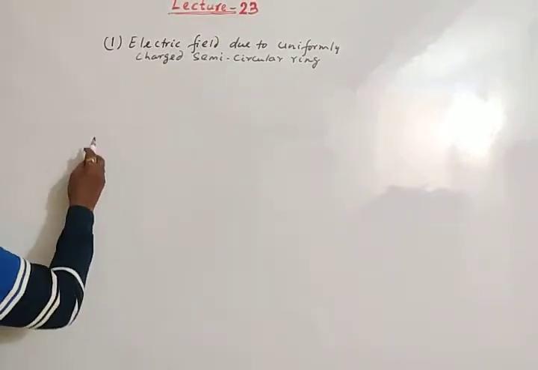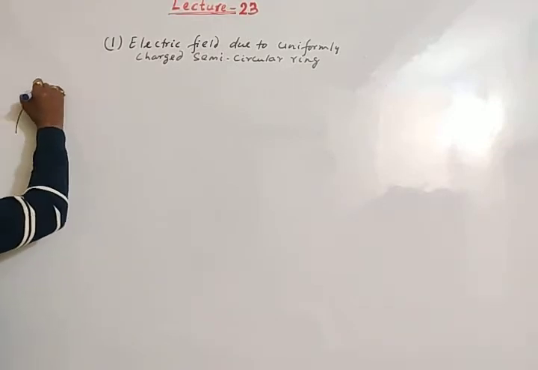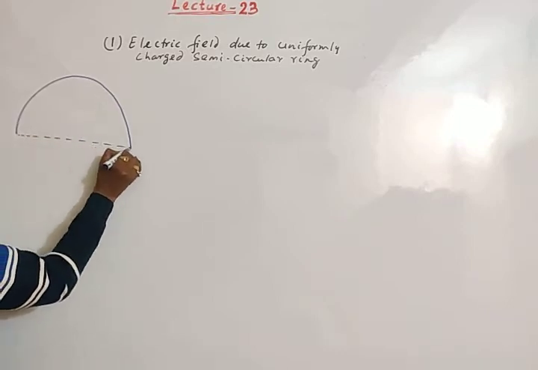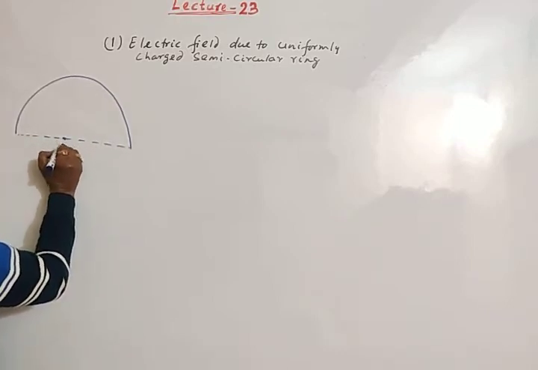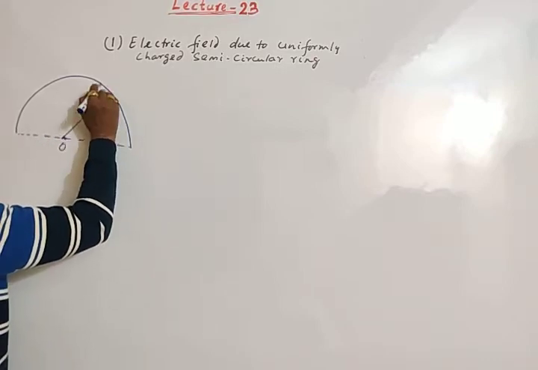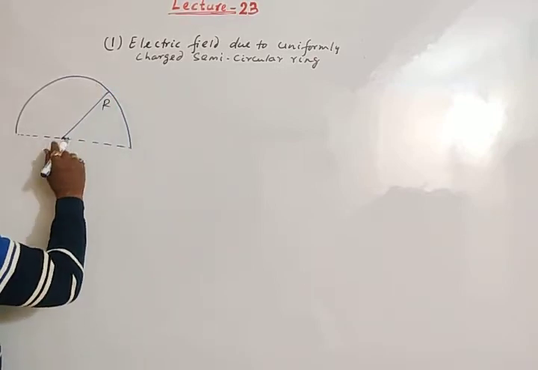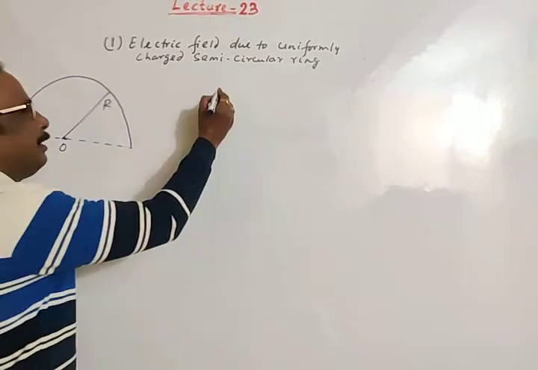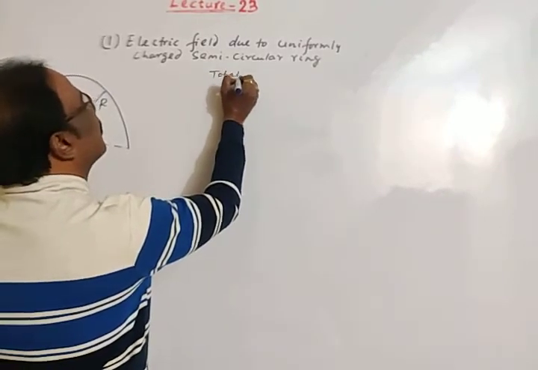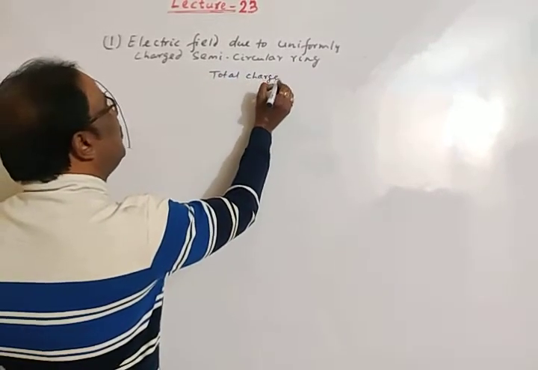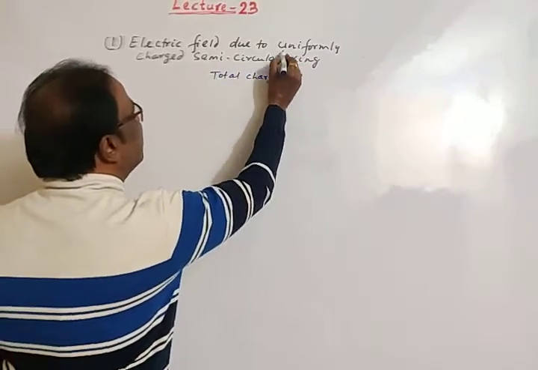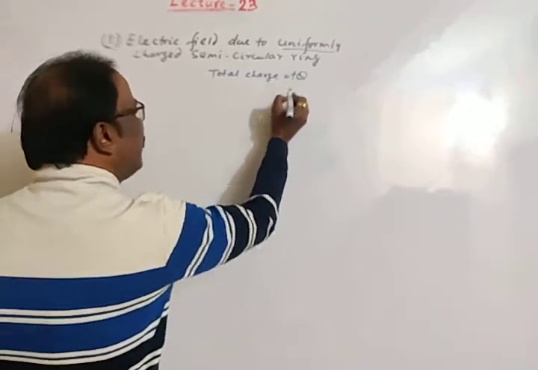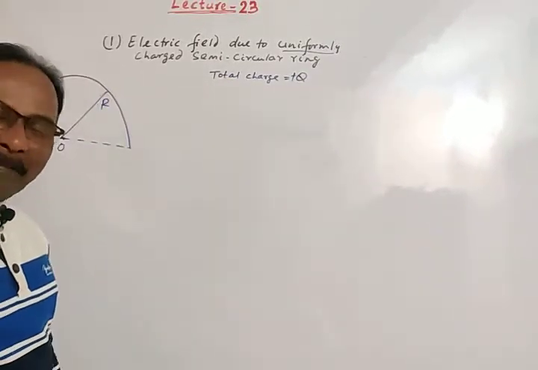This is a semicircular ring. This is center O and radius of the ring is R. This semicircular ring is uniformly charged. Let total charge which is uniformly distributed is Q. Let's take plus Q. Also you may take minus Q.